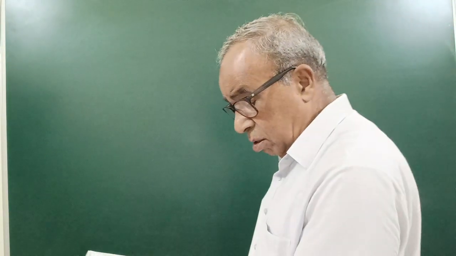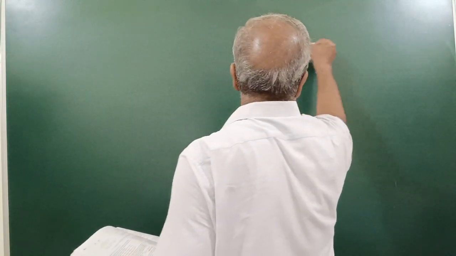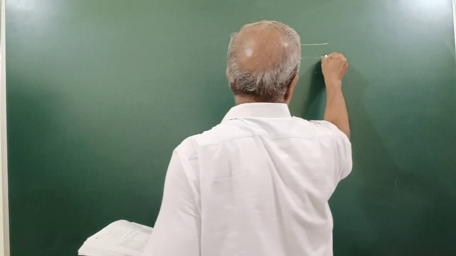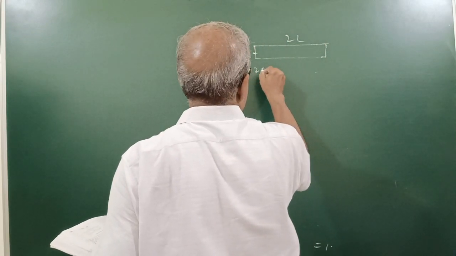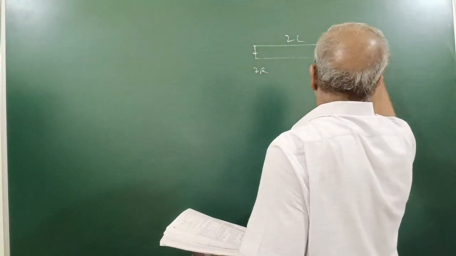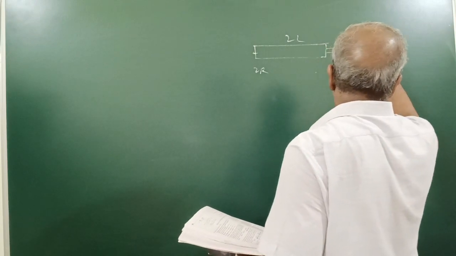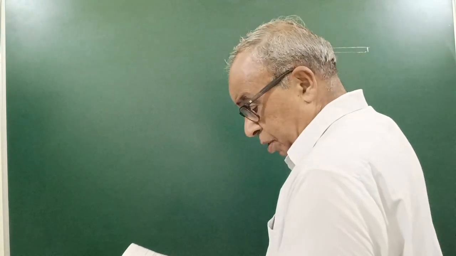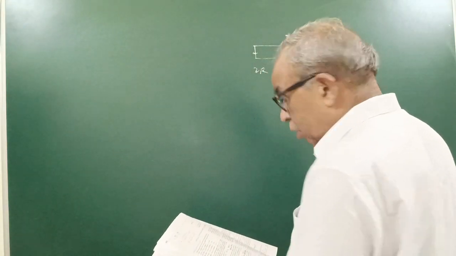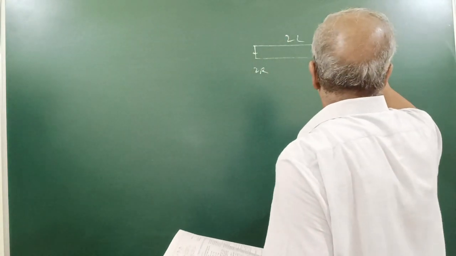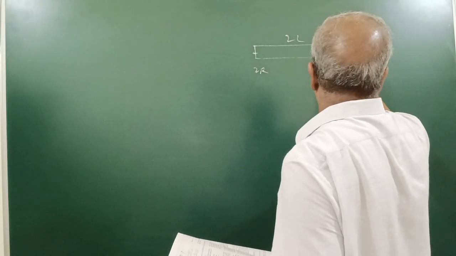He says here, one end of a horizontal thick copper wire of length 2L, radius 2R, is welded to another horizontal copper wire of length L. Its length is L and its radius is R.